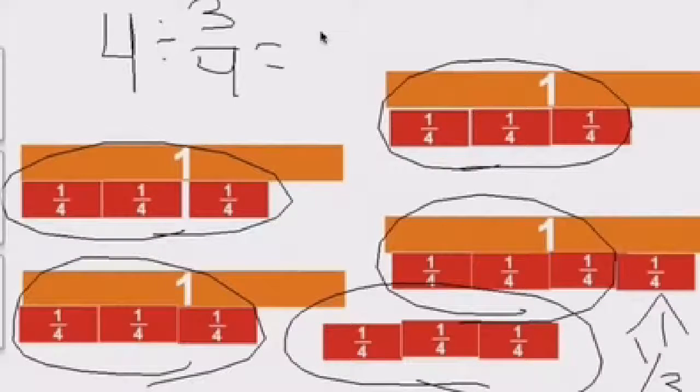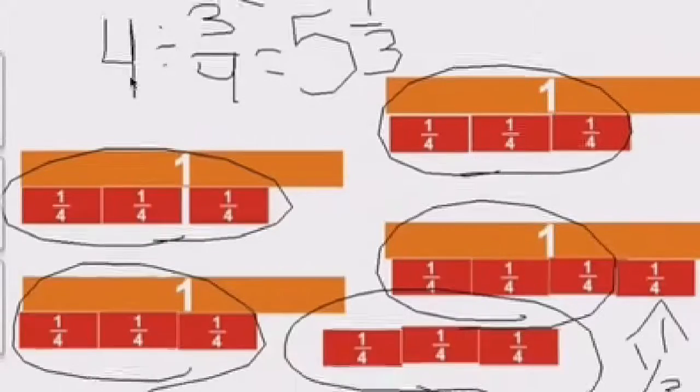So we can say that 4 divided by 3/4 is 5 and 1/3, because we've got 5 whole groups and 1/3 of another group. Go ahead and take a picture of that. Drop that into GoodNotes.